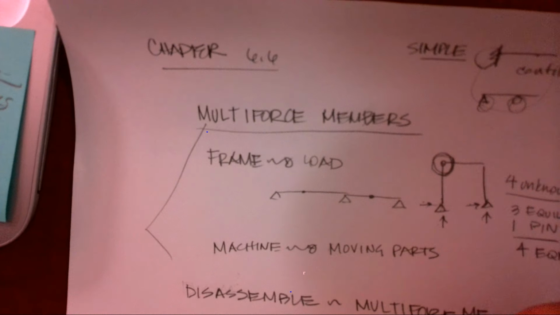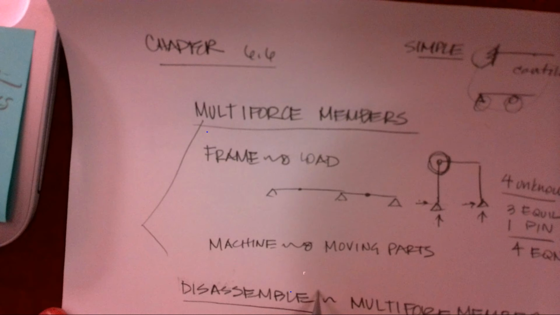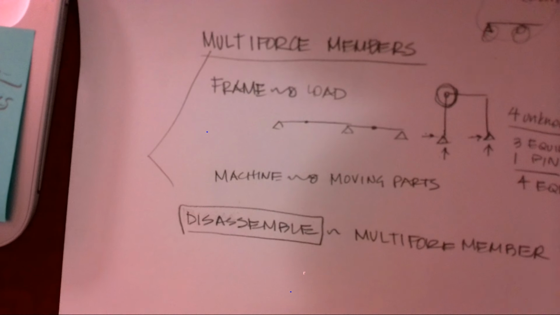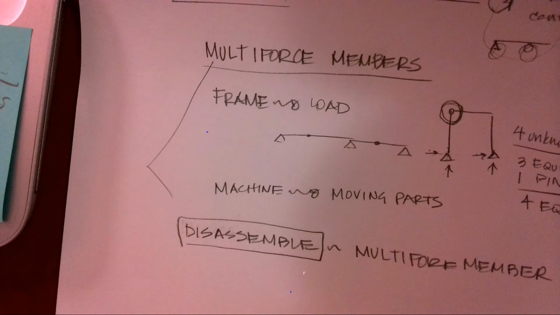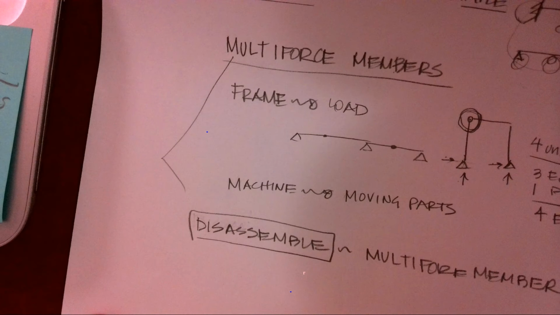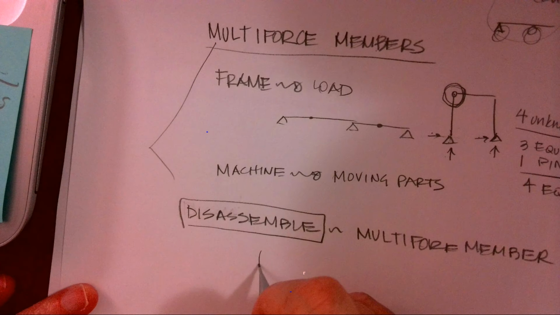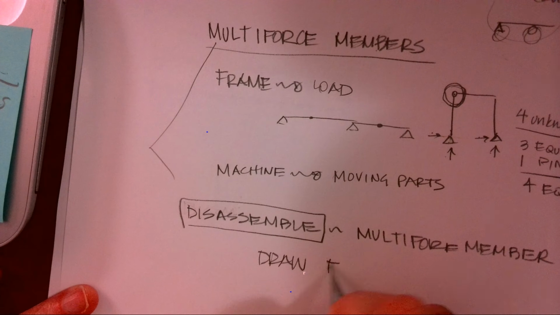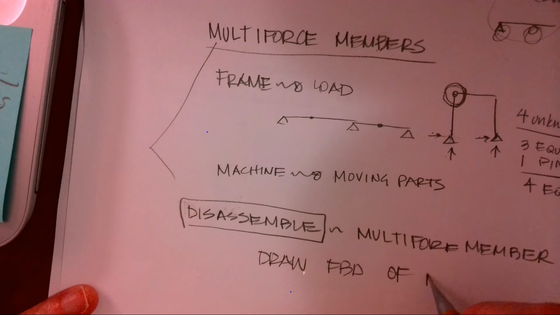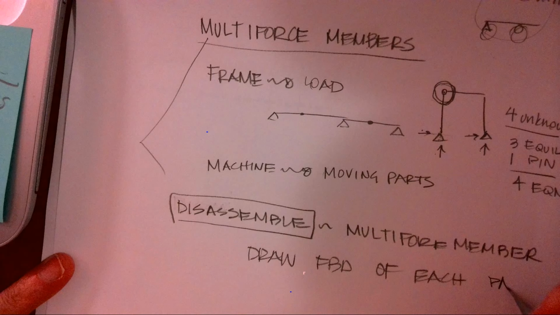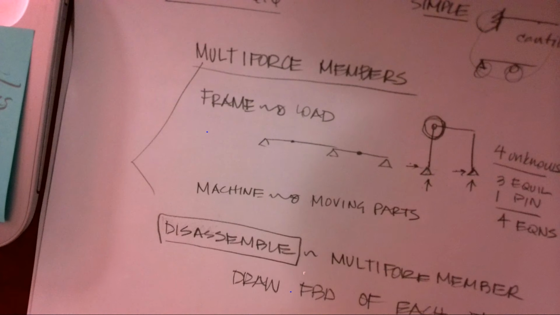Okay? When we disassemble our multi-force member, we cannot just cut it wherever we feel like it. I kind of think about it as if I had a workbench and I could lay this on my workbench and unscrew a screw to take it apart, that's where I would. Okay? So when we disassemble it, we're going to draw a free body diagram of each part. Okay, so we want to isolate. So what would an internal pin look like?